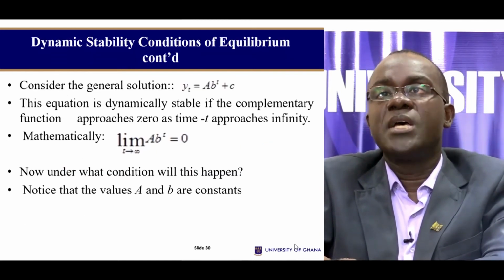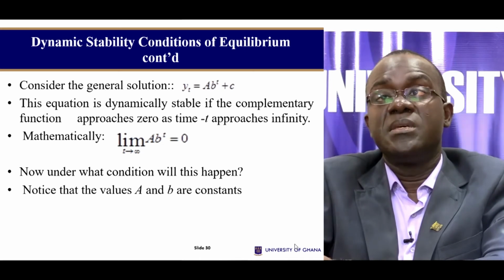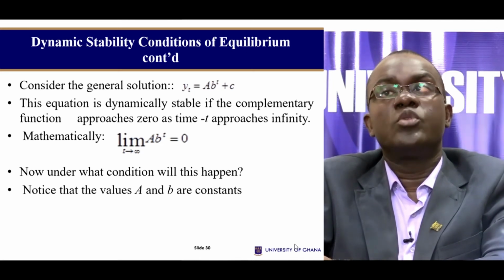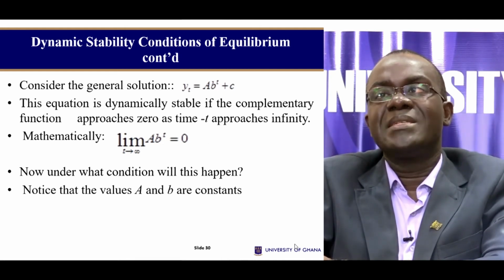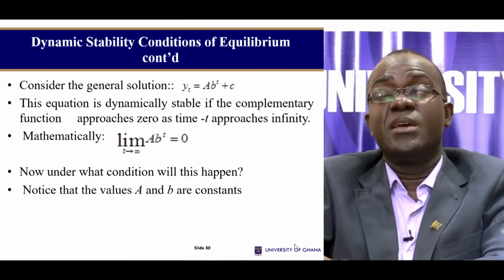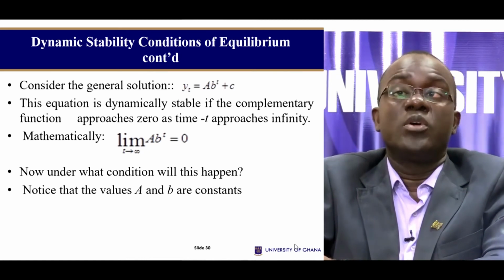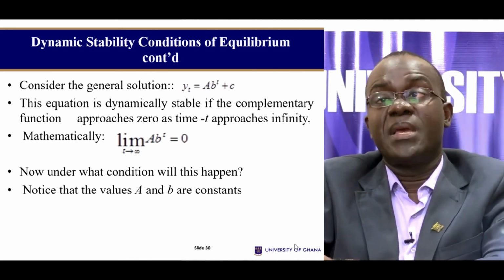Now, if we look at this general solution, we say that this equation is dynamically stable if the limit of a b raised to the power t, as t tends to infinity, is equal to 0. What it means is that this is the initial particular solution, and the destabilization in this particular solution is caused by this complementary function. So the question is: in the long term, as t approaches infinity, will this additive term tend to 0? If it will tend to 0, then there is dynamic stability. If not, our solution is not dynamically stable.